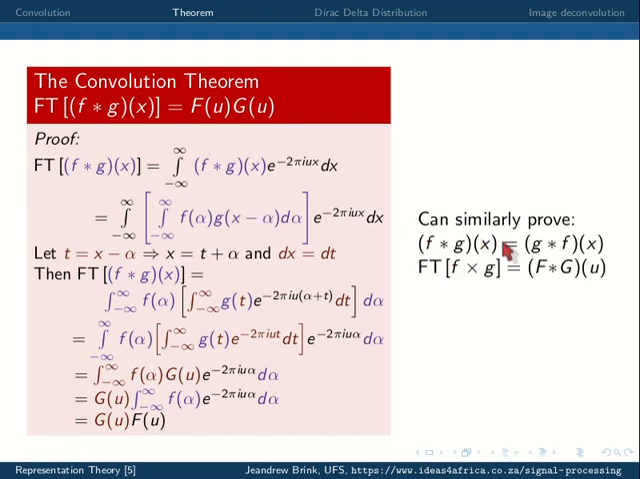Another thing you can prove is that the Fourier transform of the product of f and g is equal to the convolution of the Fourier transforms of f and g.